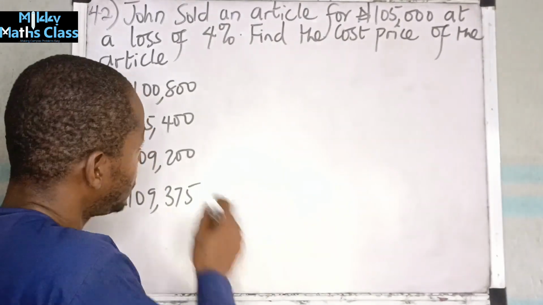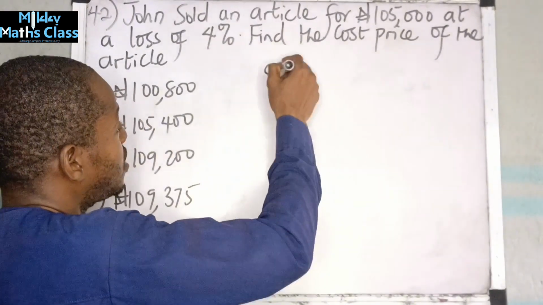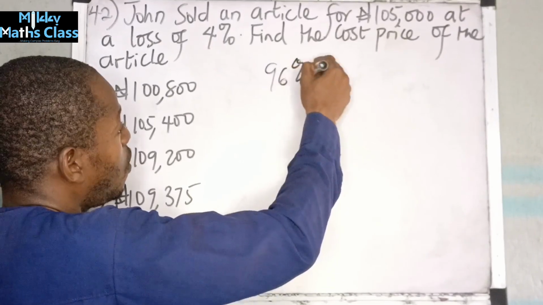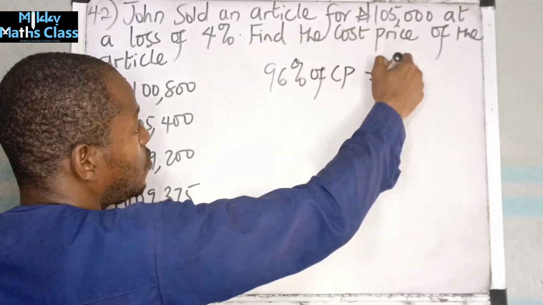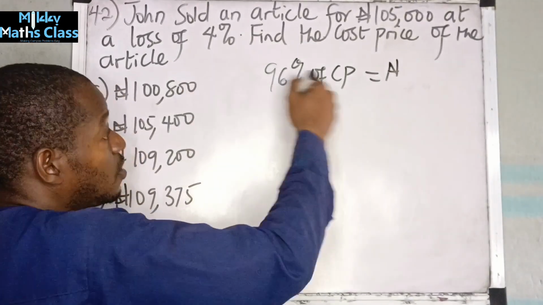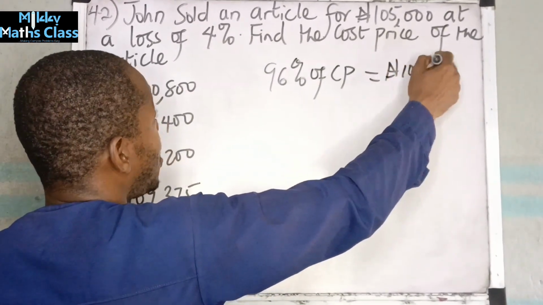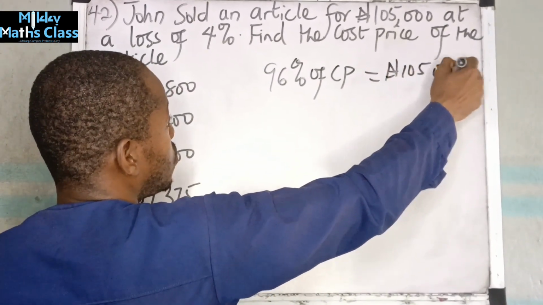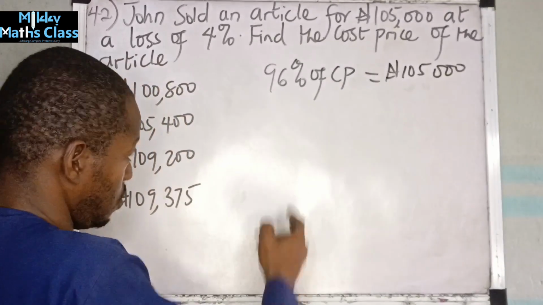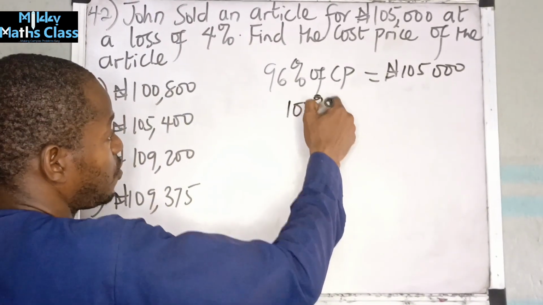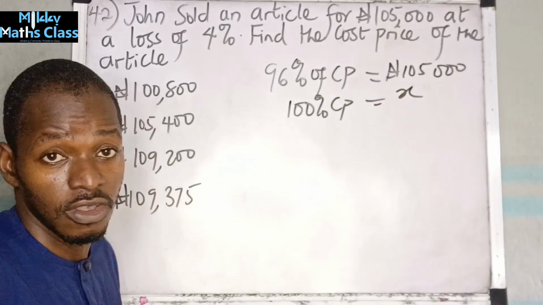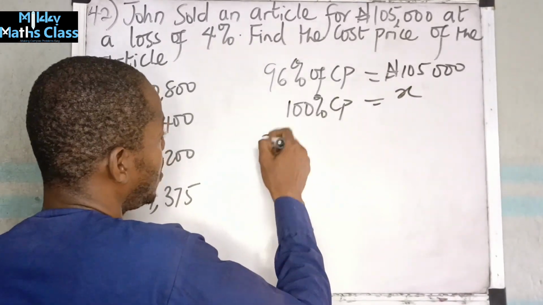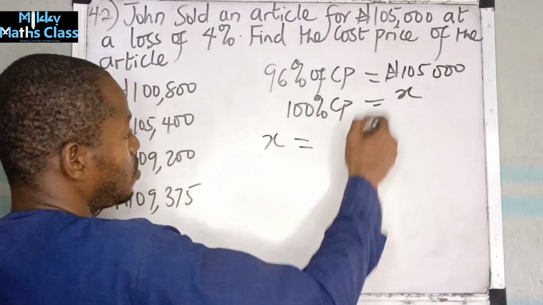So since we made a loss of 4%, that means 96% of the cost price is what he sold the article for, which is 105,000 naira. Since he made a loss, 100% minus 4%. So 100% of the cost price, let's call it X, for us to find the cost price of the article. So we cross multiply.